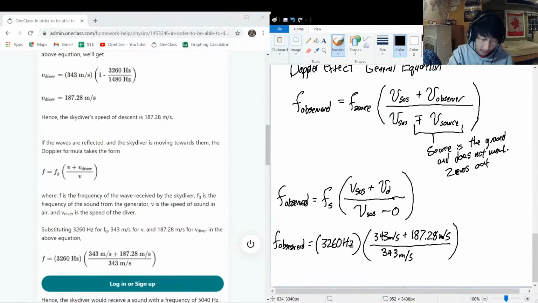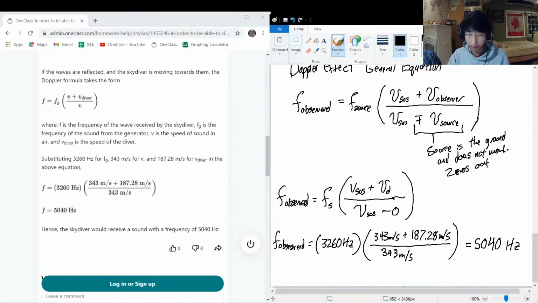The result of this I expect to be higher than its original, and in this case we found it to be 5040 hertz. Just about. We're rounding a little bit here, but yeah, we're going to hear a much higher frequency, and it seems that the calculation here agrees with us. So the above solution is mostly good.